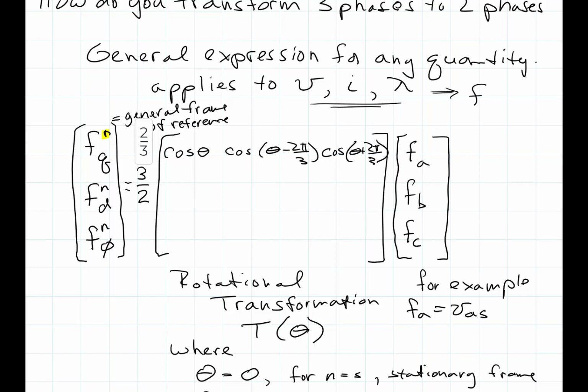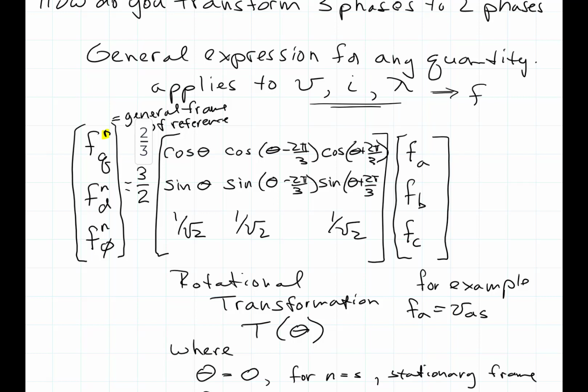Then the second row is sine of theta, sine of theta minus 2 pi thirds, and sine of theta plus 2 pi thirds. And then the third row, don't ask me why this is used, but 1 over square root of 2 is the standard notation. Now the third row is really the common mode.